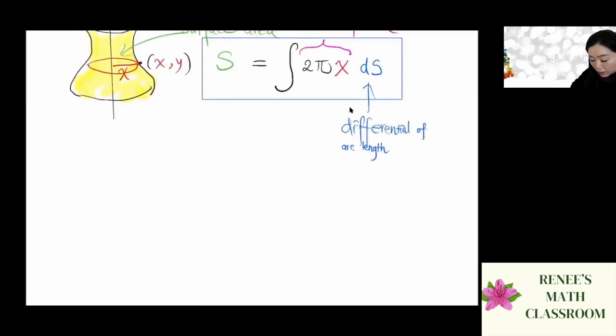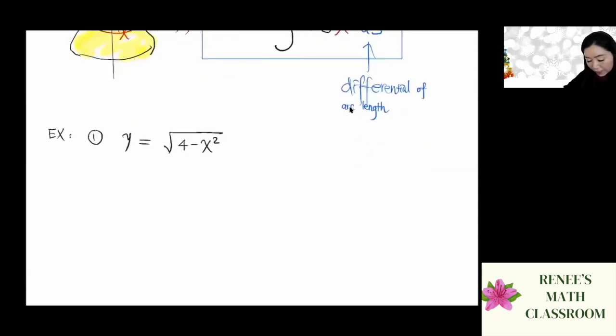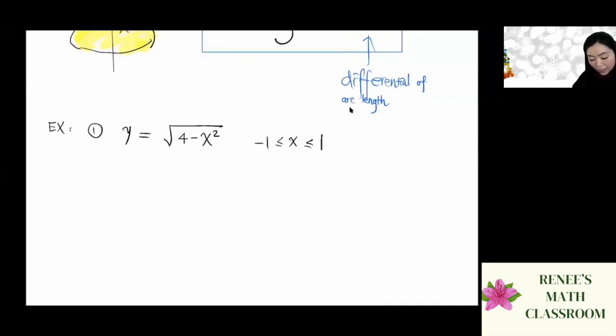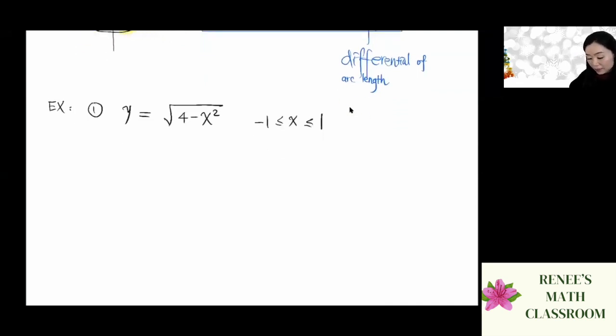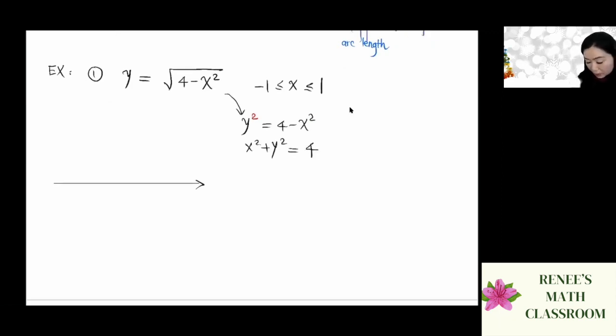Now let's look at one example. So we have this curve right here, with x between negative 1 and 1. Well, what kind of curve is this? If you try to find out, you can square both sides. So y squared is equal to 4 minus x squared. So x squared plus y squared is equal to 4. So that is a circle centered at the origin, and with radius to be what? 2. Yes, we got it.